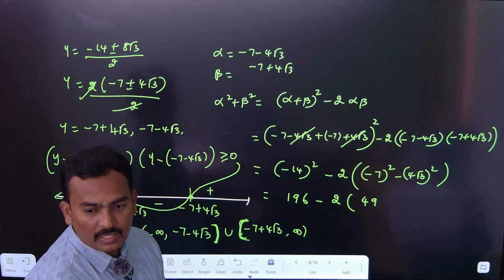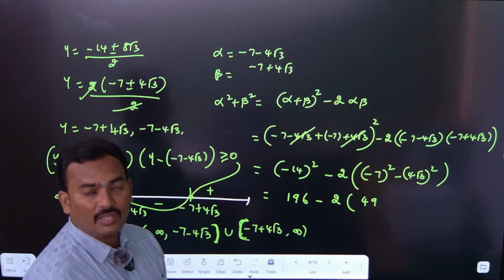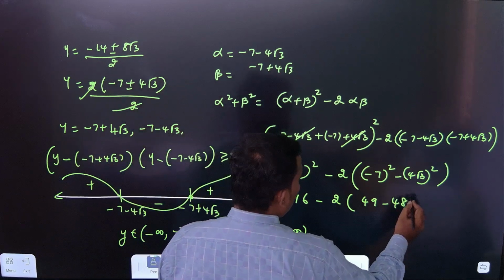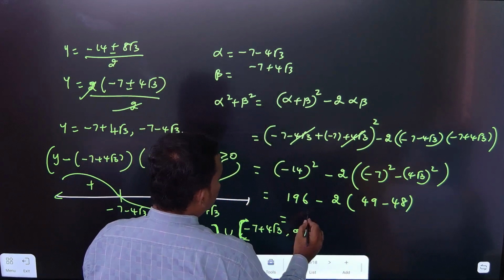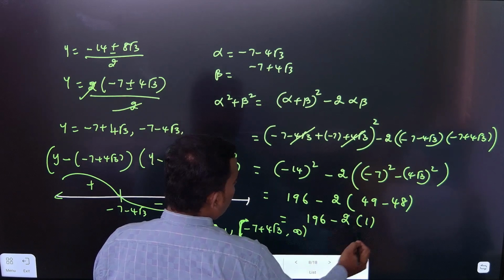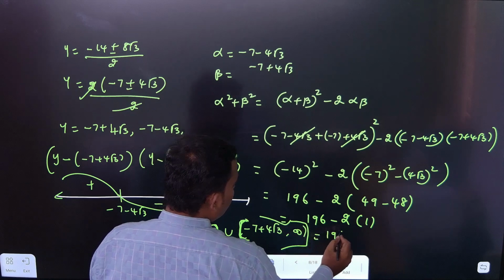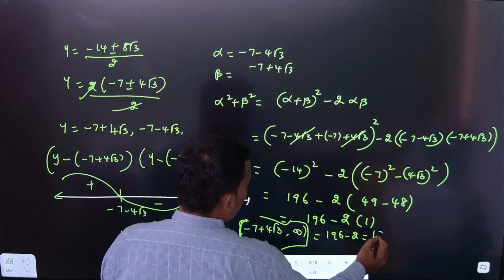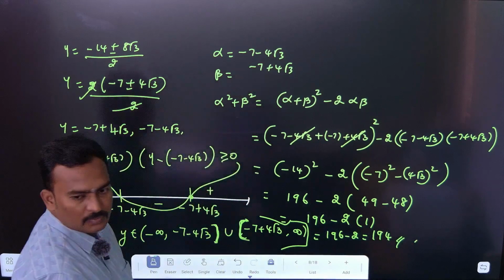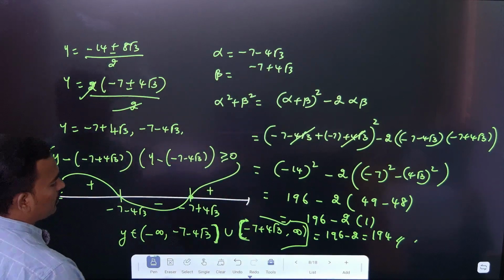4 square is 16, root 3 square is 3, so 16 into 3 is 48, right? Yes. Therefore, 196 minus 2 into 1, so 196 minus 2 is 194. That is your answer. I hope everyone understands, right? We'll go for the next question.